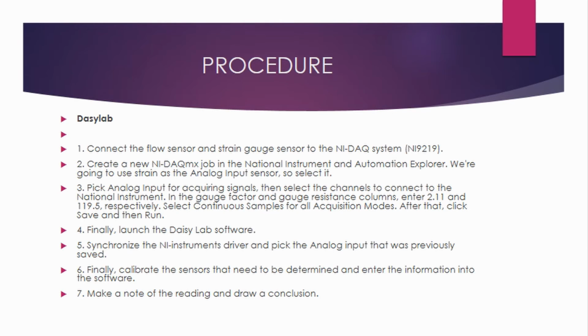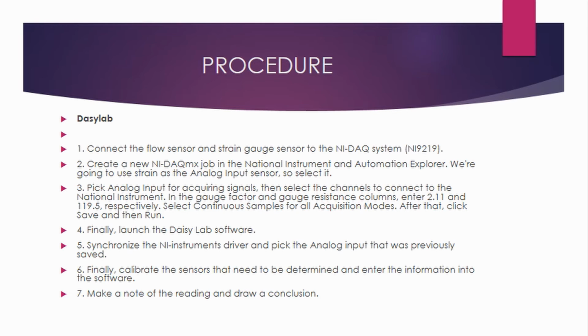After that, we select the channel to connect to the National Instrument. After that, in the gauge factor and gauge resistance columns, enter 2.11 and 1119.5 respectively. Select continuous sample for all acquisition modes. After that, click save and run. Number 4, finally launch the DaisyLab software.